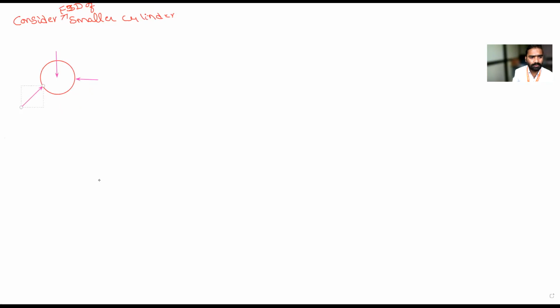So this is RF, this is the weight of the cylinder, and this is RC. This RC is making an angle. How much is it? That is equal to theta. How much is theta? 55.37.